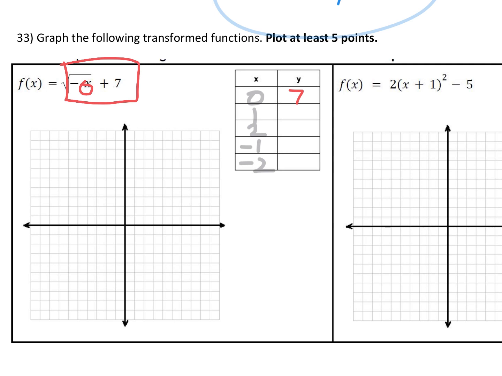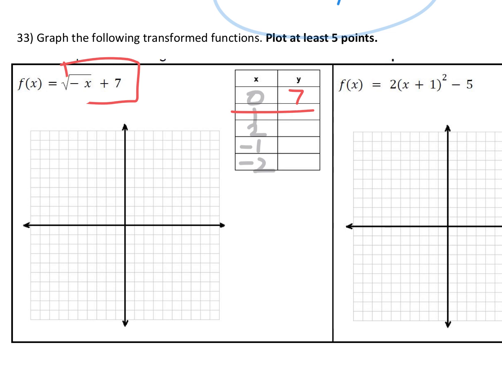Okay, now we're going to put in 1. When I put in 1 in this equation right here, then square root of -1. Square root of -1 can't exist. There is no square root of -1. So then this was a bad point to pick because you can't do square roots of negatives. And some kids think that then you can't do the whole thing because it's got a negative under the square root.